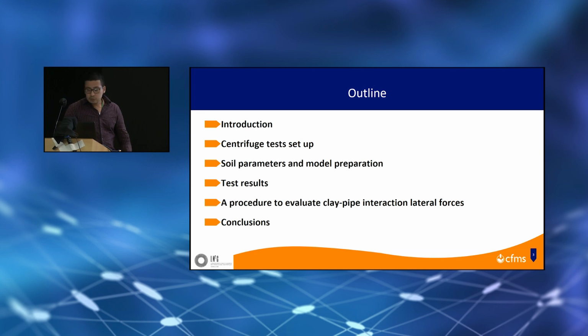So this presentation is divided into 6 parts, following at some point the structure of the referred article, starting with an introduction in which I present a general overview of the problem studied, then the experimental setup employed in this research, and some details of the instrumentation utilized. In this sequence, we will see some details of the centrifuge model preparation and some of the results of the experiments. And as a closure, a methodology was developed to evaluate the lateral forces due to clay pipe interaction, and some conclusions of this research project.